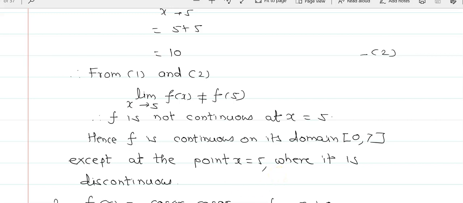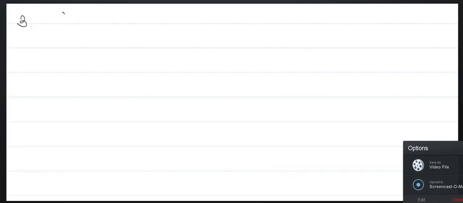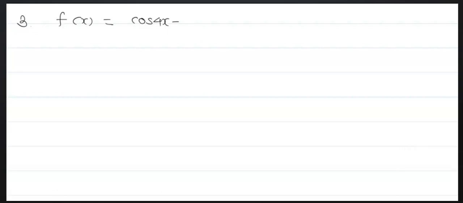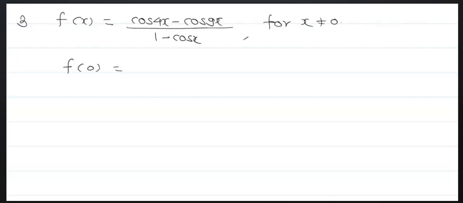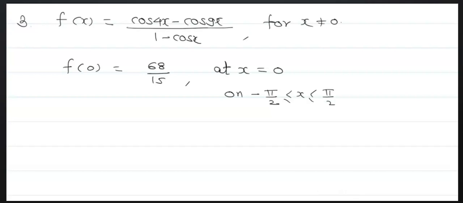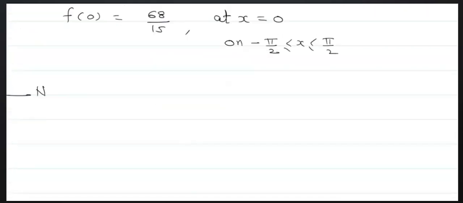Now the next is f of x equal to (cos of 4x minus cos of 9x) upon (1 minus cos x) for x not equal to 0. f of 0 is 68 upon 15 at x equal to 0. And the value of x lies between minus pi by 2 and plus pi by 2.